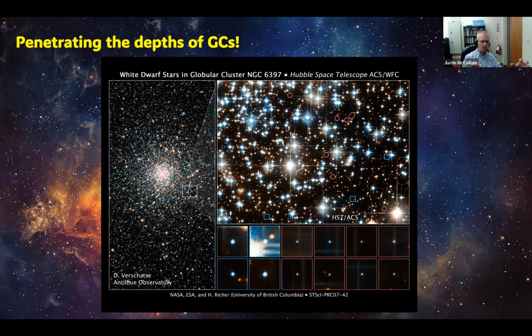So you get solar mass black holes formed from stars, they merge together, and so you get a lot of these much more massive black holes, well, not supermassive, that reside close towards the center of a globular cluster.